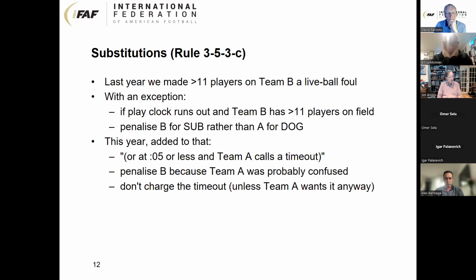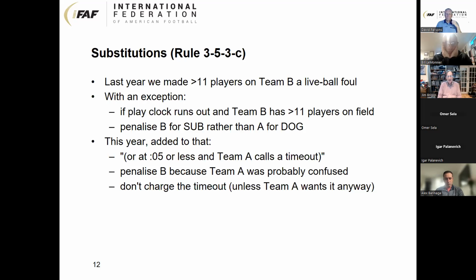As a tweak to the substitution rule, a rule change last year made it a live ball foul for Team B to have more than 11 players on the field. You have to wait until the ball is snapped. But we had an exception that if the play clock ran out and Team B had more than 11 players on the field, then you penalised B for the illegal substitution rather than Team A for the delay of game. That was based on the assumption that Team A are so confused by Team B having 12 or more players on the field that they don't get the ball snapped in time.